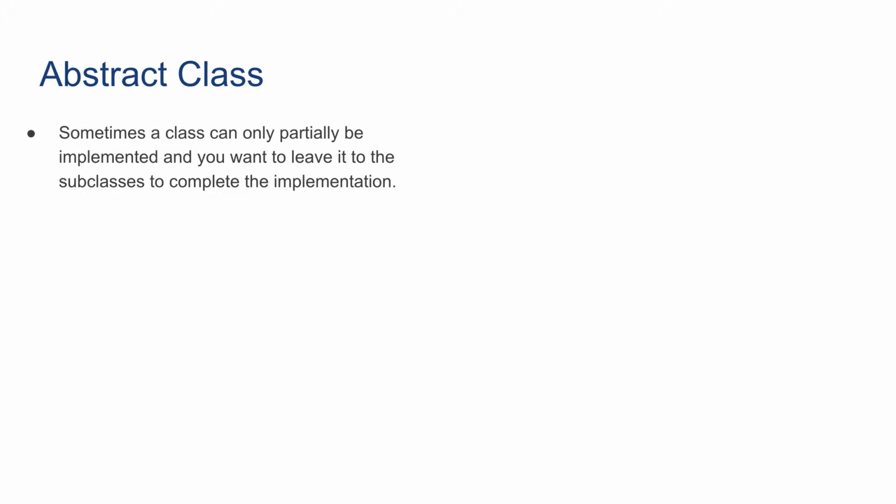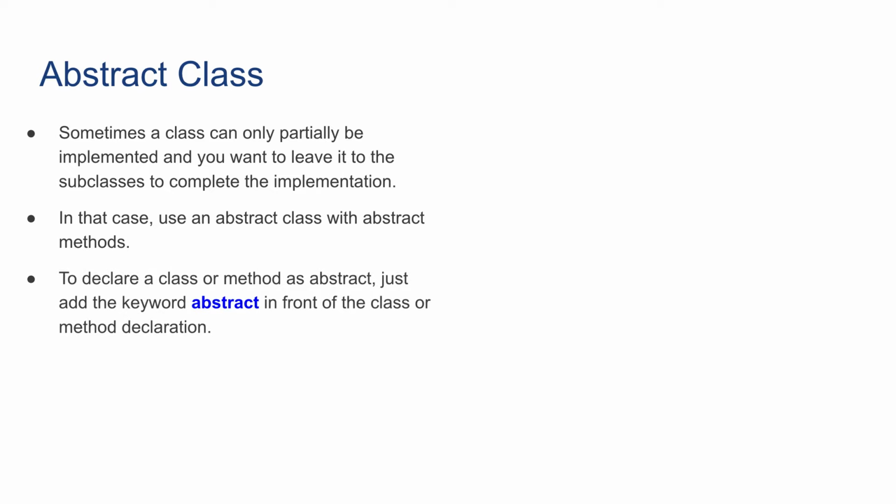Let's talk about another important concept, that is abstract classes. Sometimes a class can only partially be implemented and you want to leave it to the subclasses to complete the implementation. In that case, use an abstract class with abstract methods. To declare a class or method as abstract, just add the keyword abstract in front of the class or method declaration.